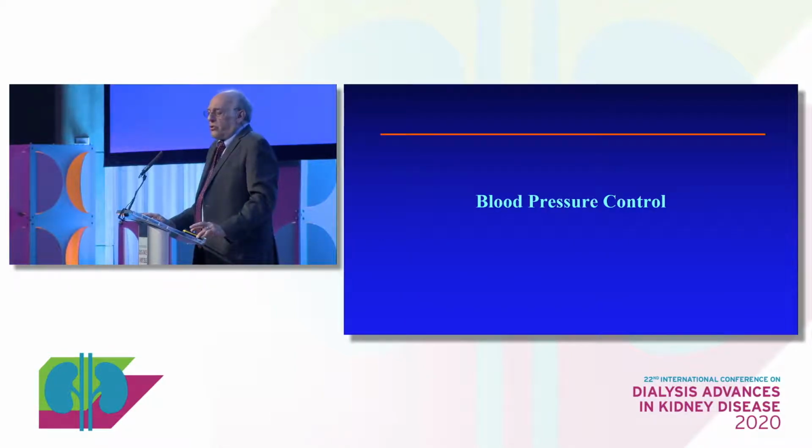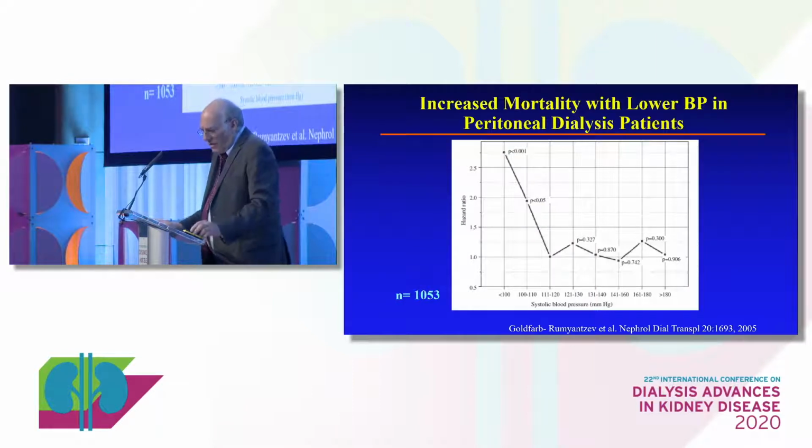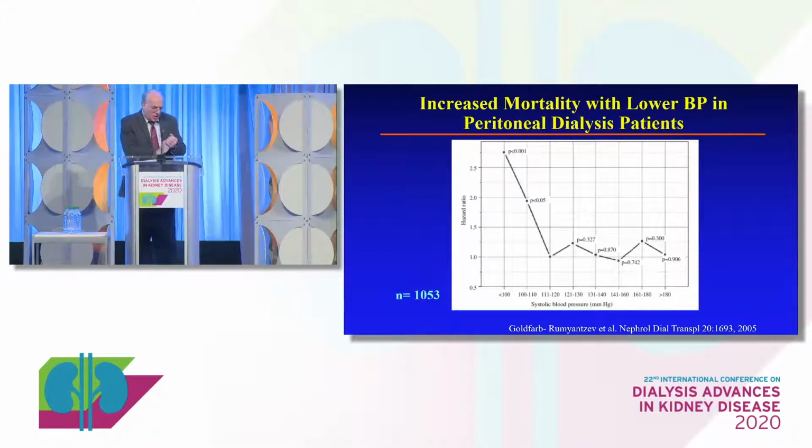Blood pressure control. This is a small study from the USRDS looking at the relationship between systolic blood pressure and mortality. You can see that compared to the reference range of 111 to 120, as blood pressure increases, there is no change in mortality, but as systolic pressure falls, there's an increase in the hazard ratio for mortality. So this would suggest that we want to keep patients' blood pressures at least a systolic of 111, but not to get excited if it's 160, 170.